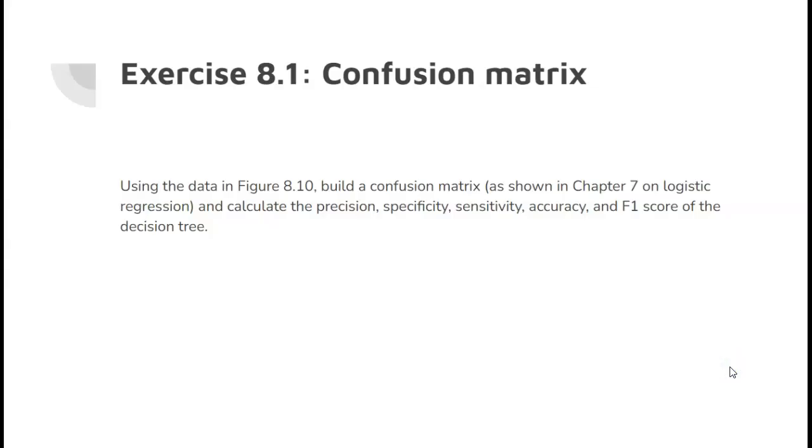So exercise 8.1, the confusion matrix. Using the data in figure 8.10, build a confusion matrix as shown in Chapter 7 on logistic regression and calculate the precision, specificity, sensitivity, accuracy, and F1 score of the decision tree.